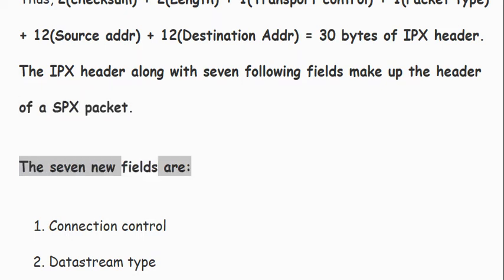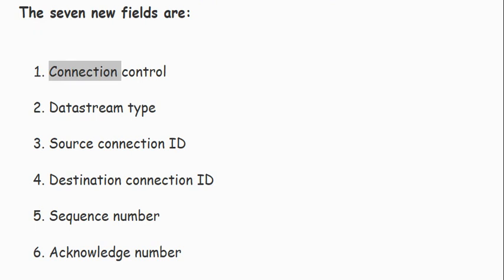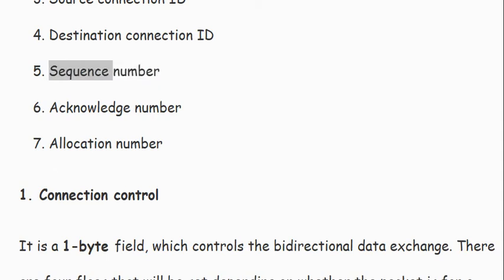The 7 new fields are: connection control, data stream type, source connection ID, destination connection ID, sequence number, acknowledge number, allocation number.